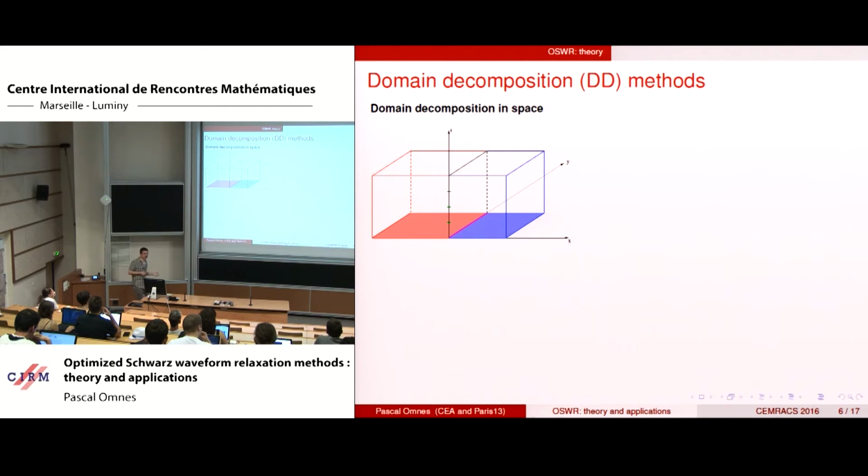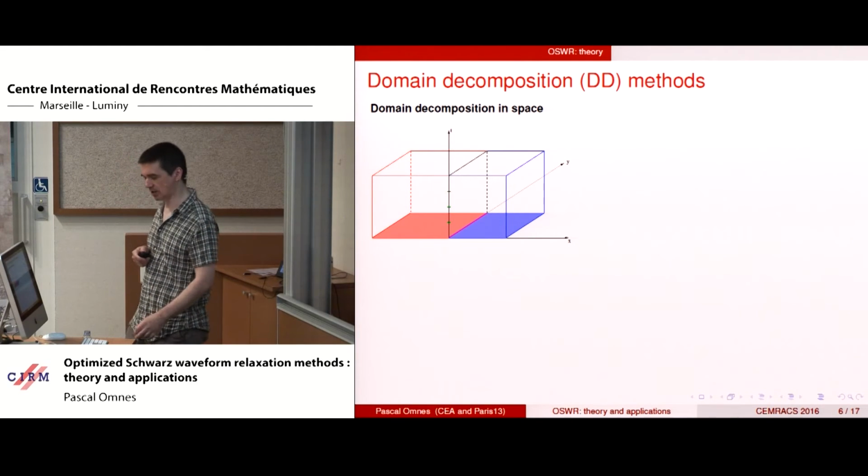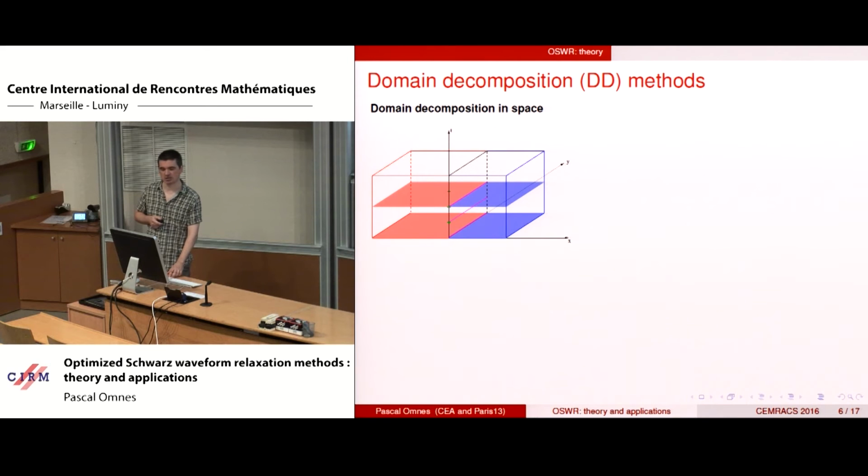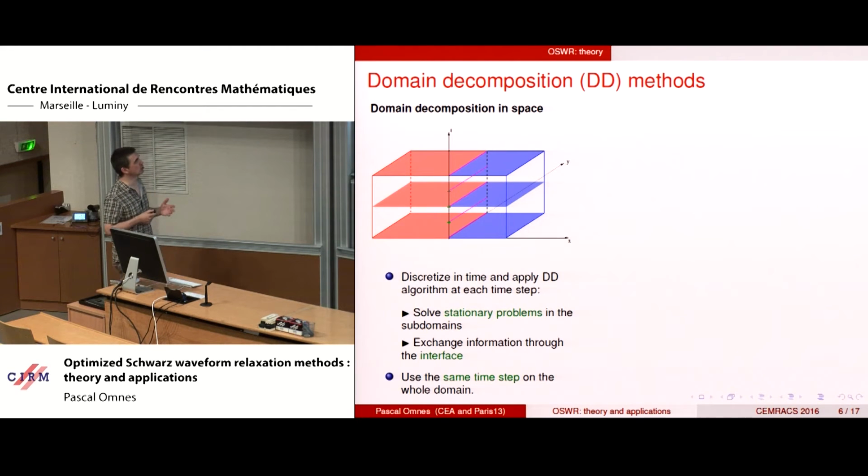And when you have a time domain problem, so now this coordinate is time, the basic idea is that at each time step, you will do a space domain decomposition. So you solve stationary problems in the subdomains at each time iteration. You exchange information through the interface.